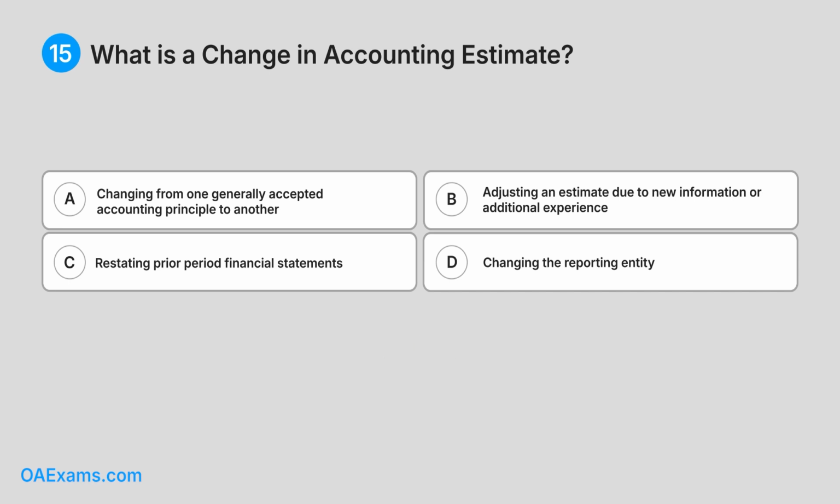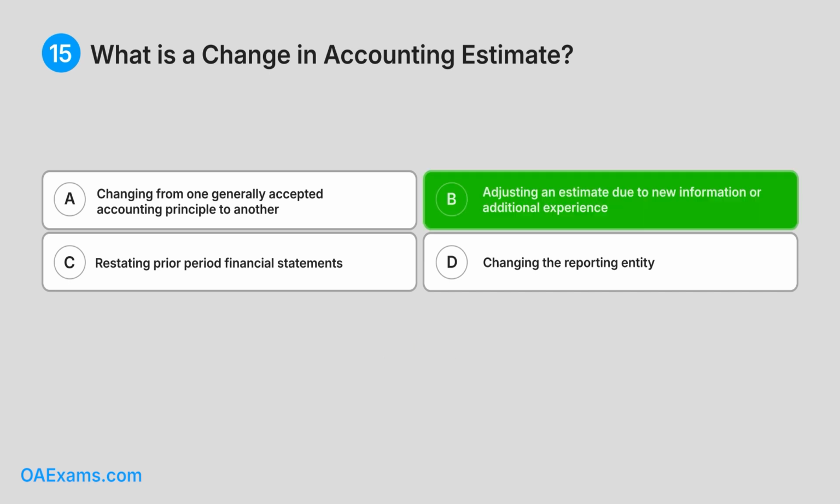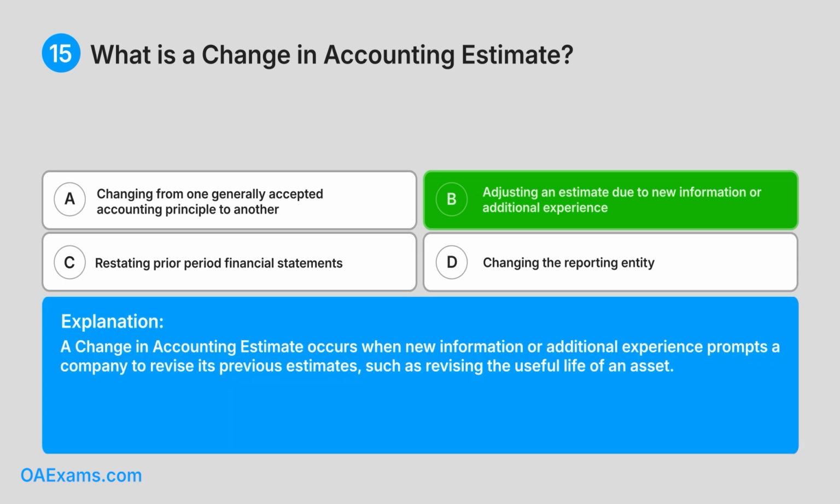Correct answer: B. Adjusting an estimate due to new information or additional experience. Explanation: A change in accounting estimate occurs when new information or additional experience prompts a company to revise its previous estimates, such as revising the useful life of an asset.